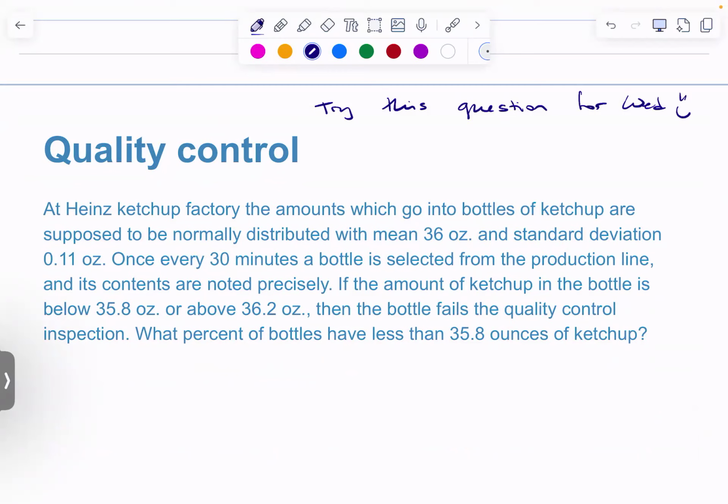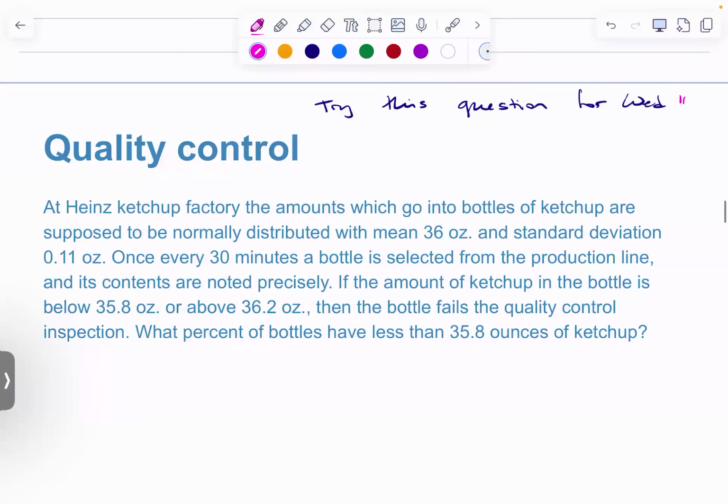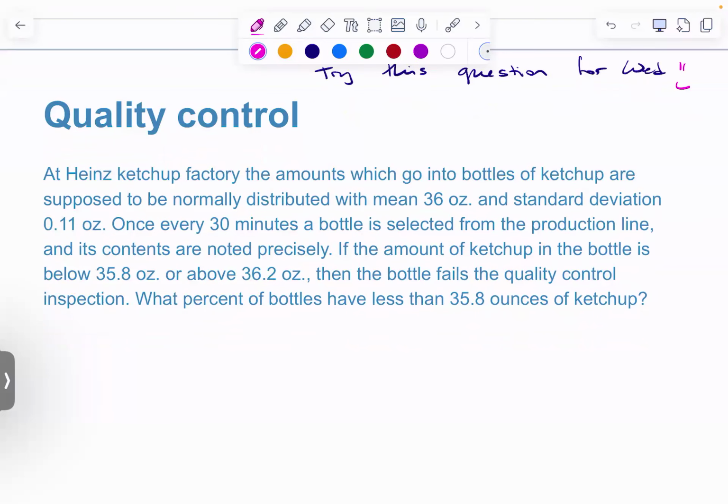Oh, that looks like a cruel smiley face. Should be a happy smiley face. Yay. But also a little bit cheeky. You can read it on your own, I trust.